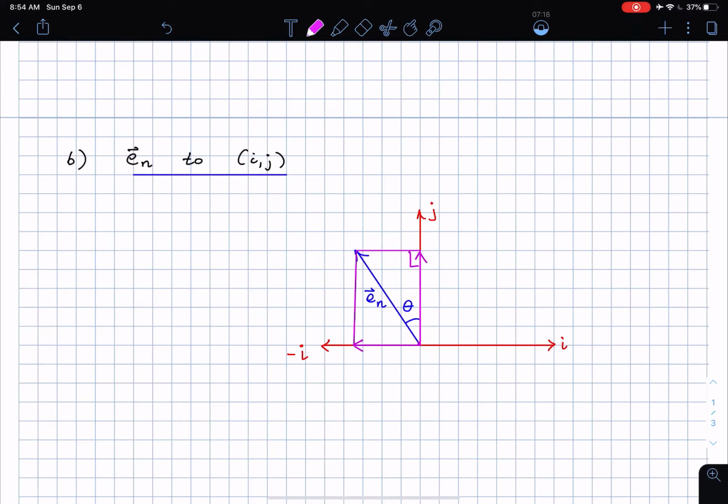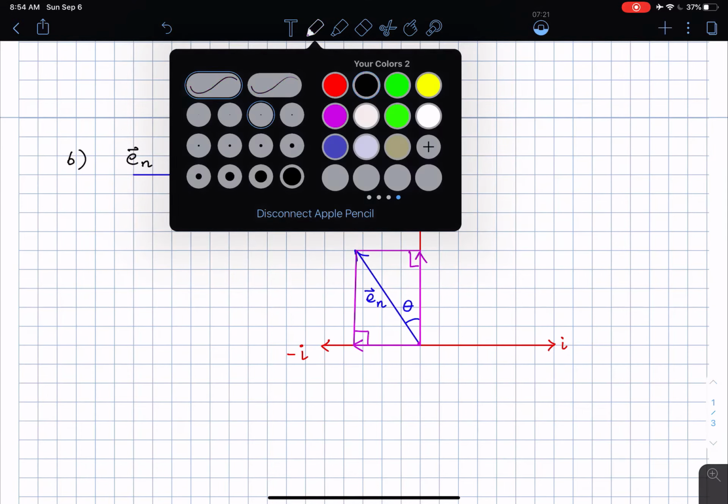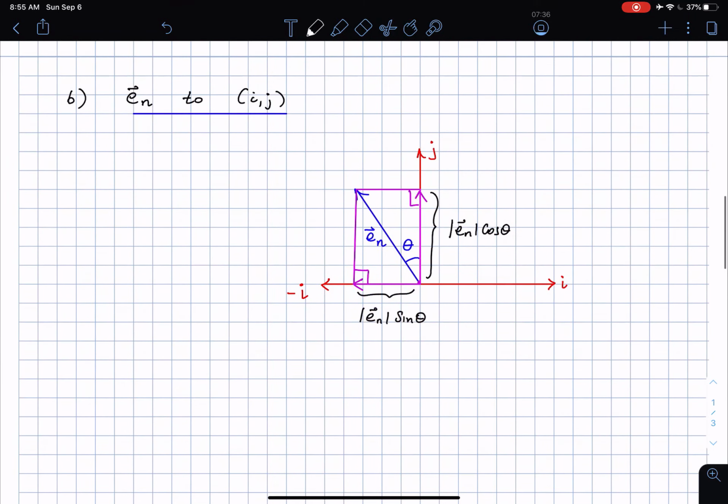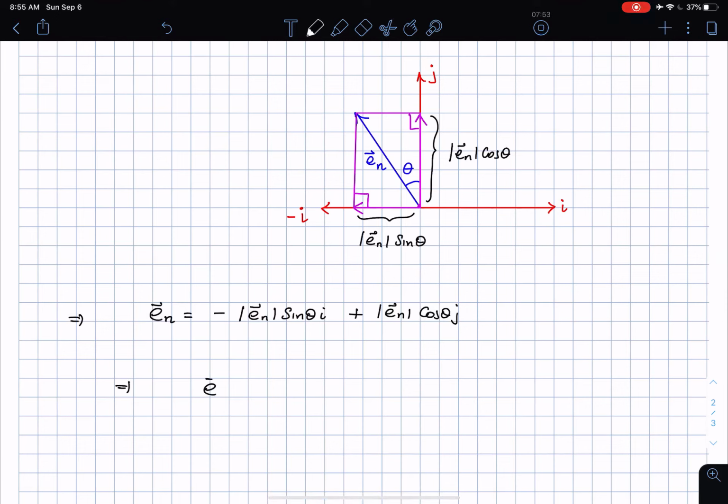Of course, these are right angle triangles, and so I can write the components as follows. This is going to be magnitude of En times cosine theta. And this is going to be magnitude of En times sine theta, but in the negative I direction, which means that I can say En is now minus magnitude sine theta I plus magnitude cos theta j, or En is equal to minus sine theta I plus cos theta j.